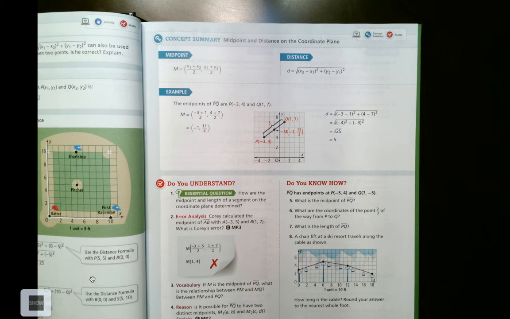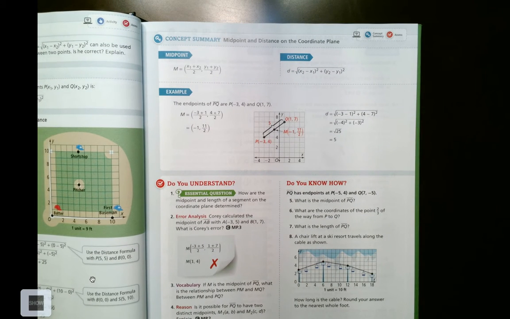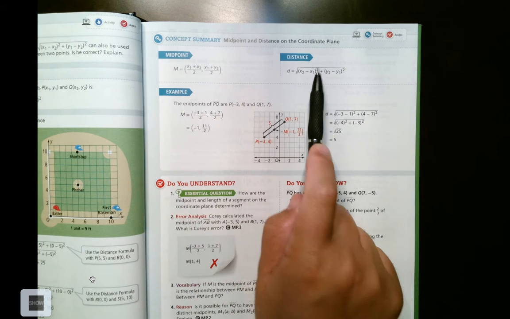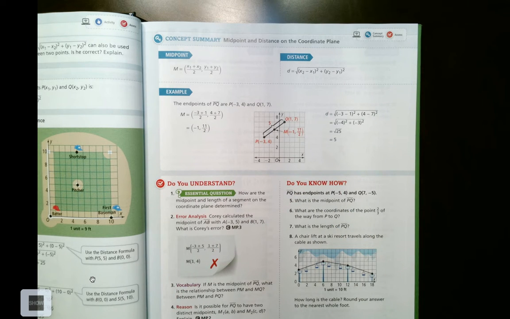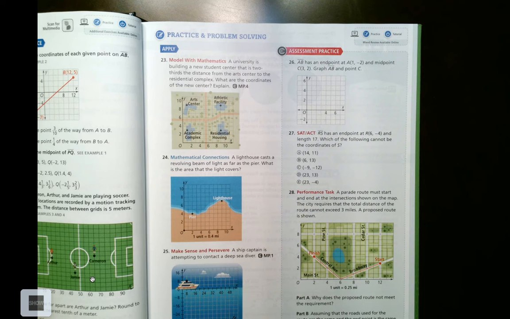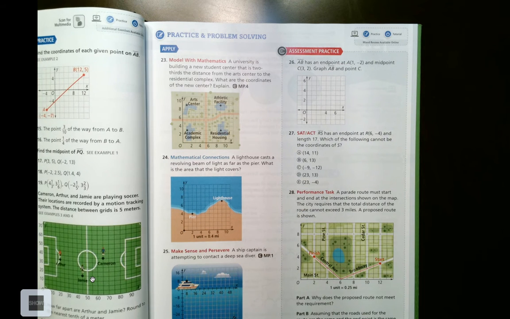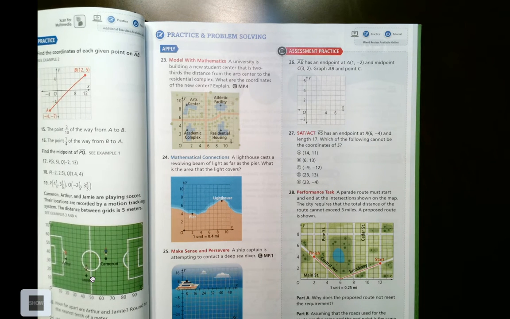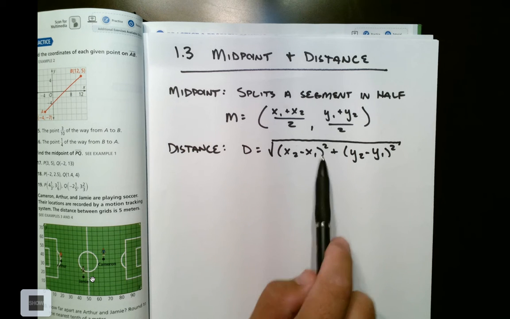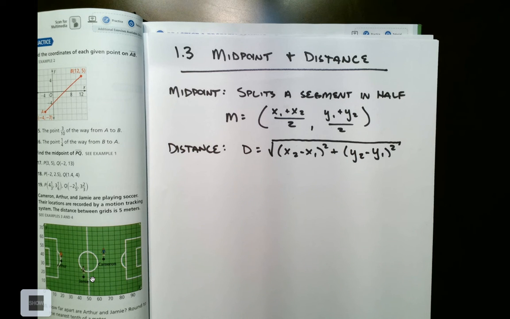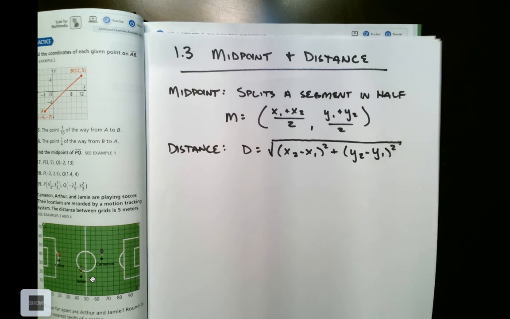And then the concept summary. Remember, this is a page towards the end of the lesson each time that's going to summarize what it talked about. So it gives you the midpoint formula, the distance formula, and then it gives you an example of what they're talking about. So for my notes, that's essentially what I wrote, exactly what the summary had. Midpoint and distance. The midpoint just splits that segment in half. So make sure you have these two down in your notes, because unless you just memorize them, that's super important to know those because you will be applying those this week.